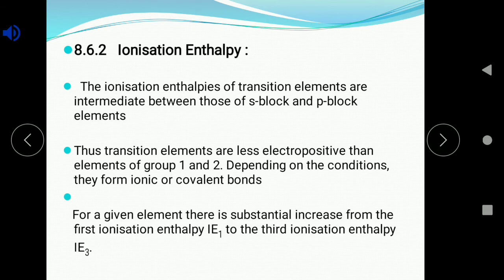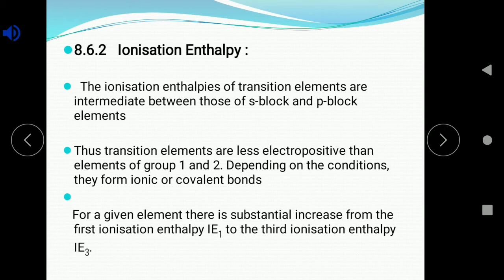Now, one more aspect should be studied in case of ionization enthalpy. What is that? There is substantial increase in the value of ionization enthalpy while going from first ionization enthalpy to third ionization enthalpy. What does it mean? Suppose we call first ionization enthalpy as IE1 and for third ionization enthalpy if we call IE3, then there is increase.